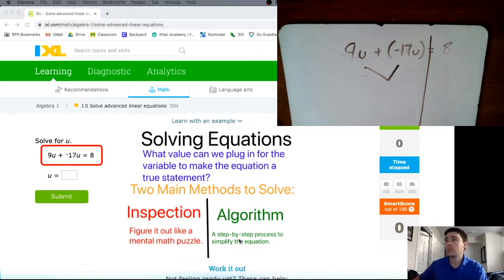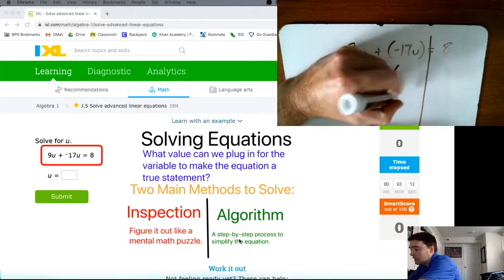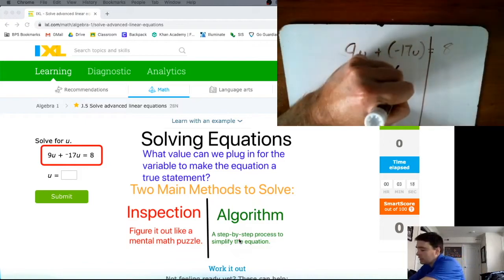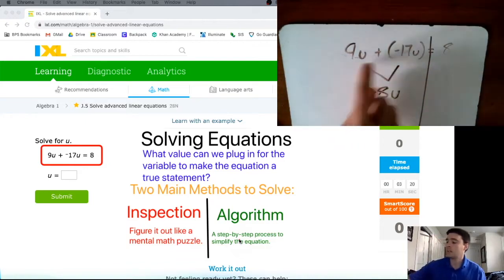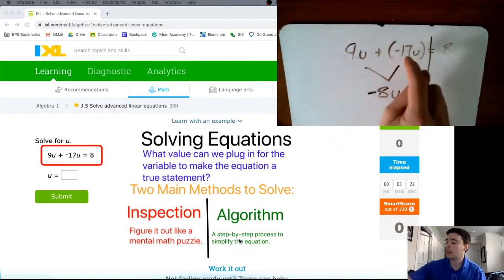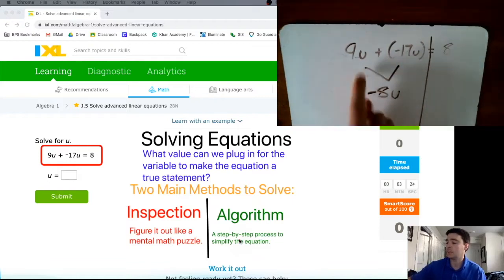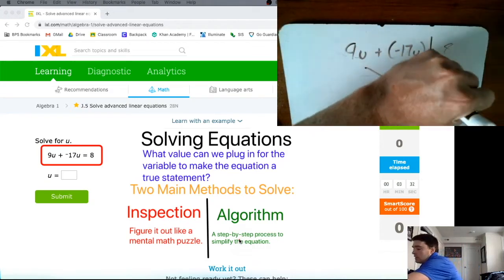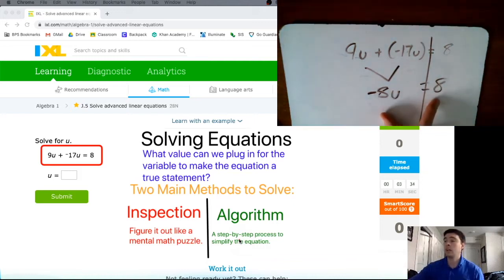And hopefully some of us remember that when I do 9 minus 17, if 17 minus 9 gives me 8, then 9 minus 17 is going to give me negative 8. And in this case, since there's 9 u's, and we take 17 of them away, if 9 minus 17 is negative 8, 9u minus 17u is going to be negative 8 copies of u. The right side of our equation remains unchanged. It's still that positive 8 over there.